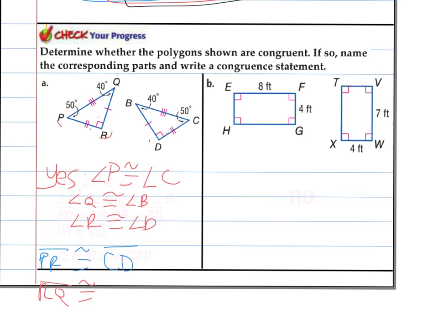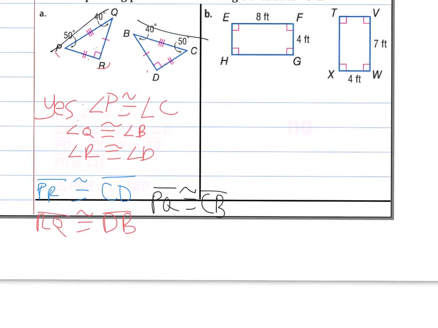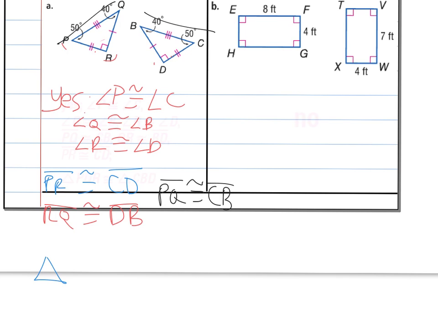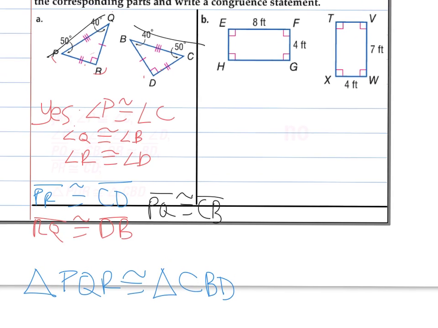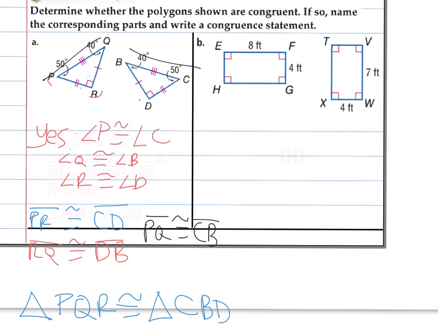RQ corresponds with DB, as well as PQ corresponding with CB. So my whole congruent statement, I would say triangle PQR, and again there are multiple ways, some of you might have said QRP, is congruent with, if I started with P, I have to start with C on this one, B, D. There are variations in how you can write that as long as the corresponding parts are in the same place. On this one, I can see that they're all right angles, but because this corresponding side and this corresponding side are not the same, they are not congruent. So I do not have a congruent statement to write.